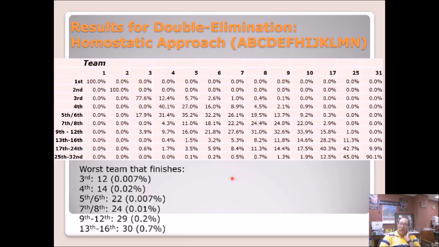Those are the things we want to avoid. One thing we should look at is the outcome for the third best team, because this is the best team that's not automatic. Like we said, it's 77.5% to come in third. The problem with a homostatic approach is that if they don't come in third, it comes in fifth, and that's about 18%. And so that accounts for about 95% of it.